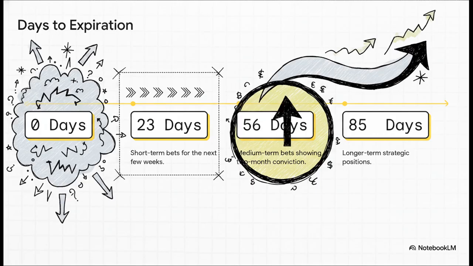0 DTE is ultra short term. We're talking minute-by-minute sentiment here, and frankly, it's mostly just noise. What's super interesting is that if you want to find reliable swing trades, you simply ignore that noise and focus on the 23 to 56 DTE ranges. That is the sweet spot. That's where you'll find the medium-term, 2-month conviction bets that the smart money is putting down. We ignore the noise and we follow the conviction.